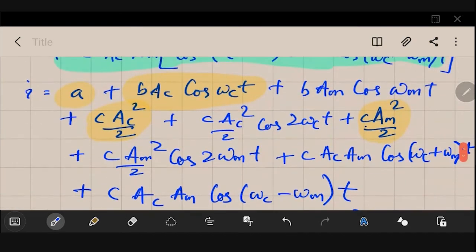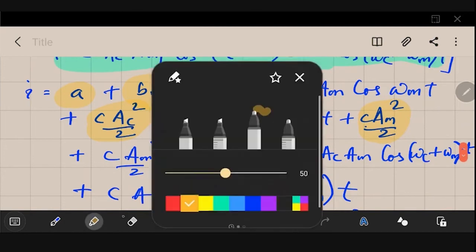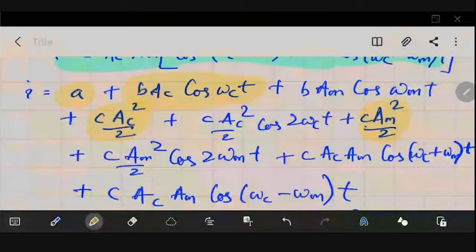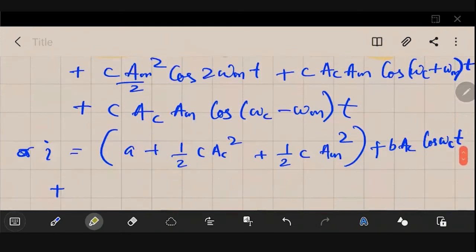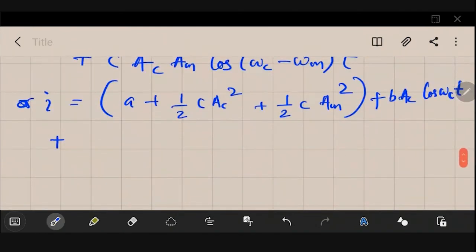You could see the next term here is B A_M cos omega_M t. There are no common terms with this, no other terms having this frequency omega_M. So it is also unique. So let me write that also: B A_M cos omega_M t. So this is another term.